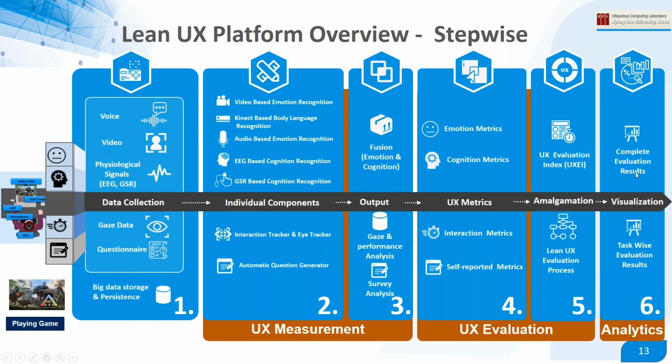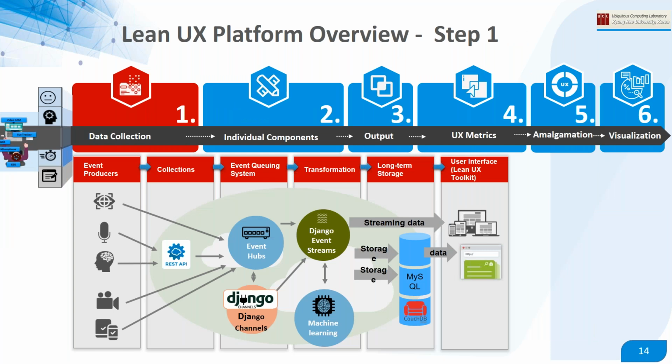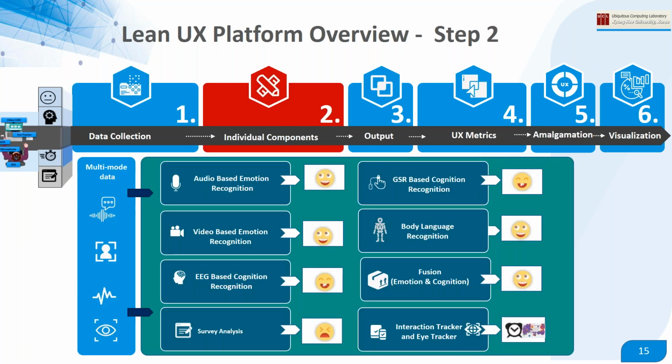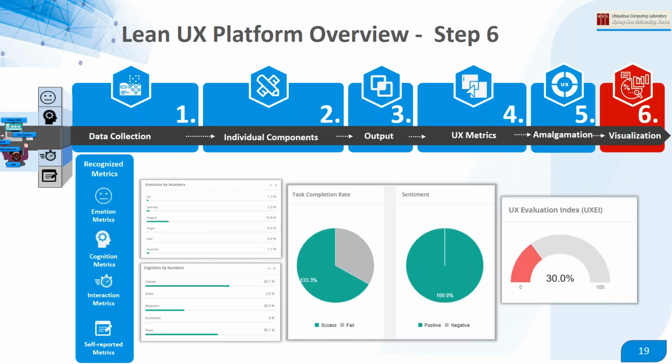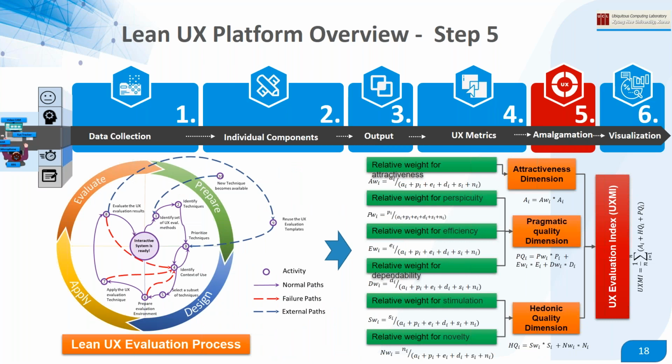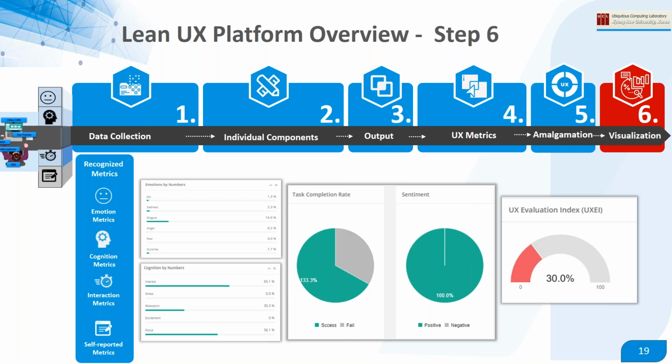And then we provide different analytics to the end user, so the UX expert can check those results and provide feedback to the developer, so the developer can change the product according to those results. This is the stepwise process of how we collect the data, how the individual components recognize emotion, cognition, and other metrics, and then how those outputs can be input into the UX matrix in order to measure the user experience index. And then we provide the visualization to the UX expert, so that based on those visualizations, the UX expert can decide which task and which are the pain point areas that need to be improved based on this data.